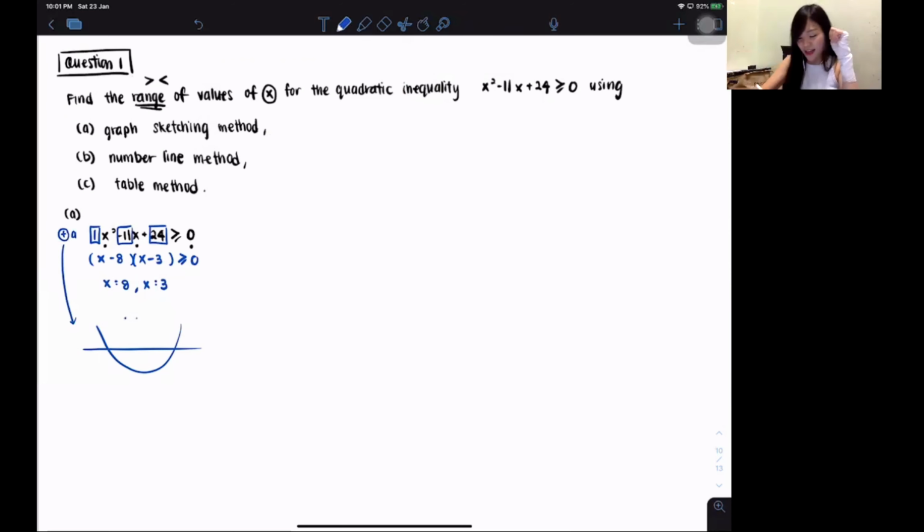I got 3 and 8. Isn't it 3 should be on the left, 8 should be on the right? Because 3, 4, 5, 6, 7, only 8. Correct? Where should I sketch, guys?